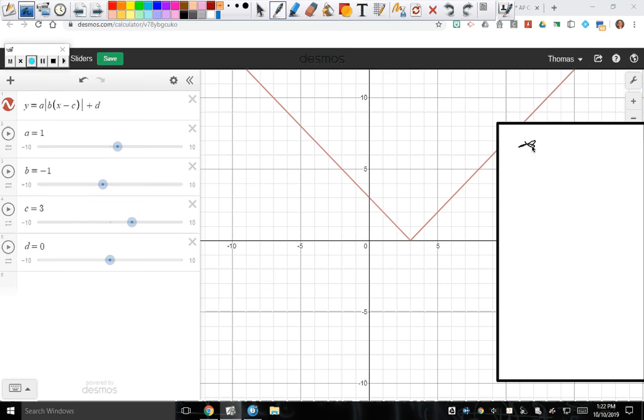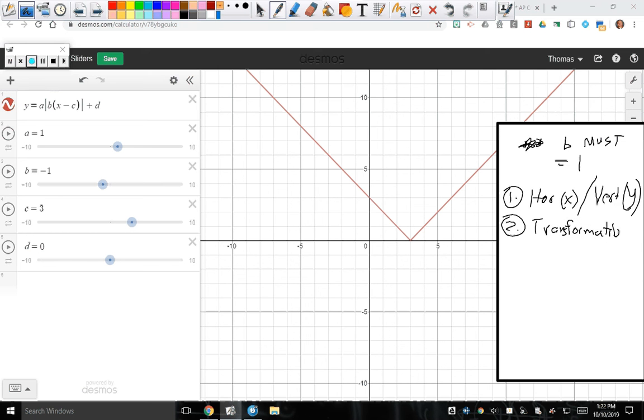Okay, so again, your caveat is B must equal 1. The first rule is it will either be a horizontal X or a vertical Y. The second rule is what is the transformation? And then 3, if it's X, what do we do? Oh, you do the opposite. Yep. Otherwise, aka X, we do the opposite.